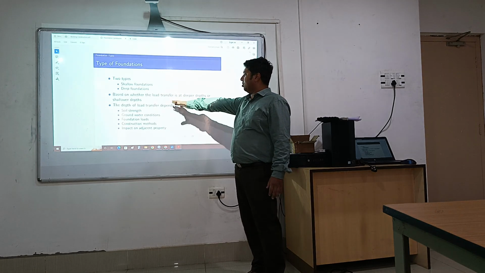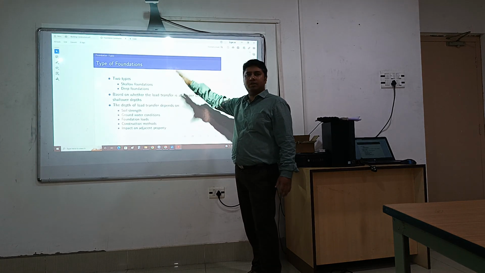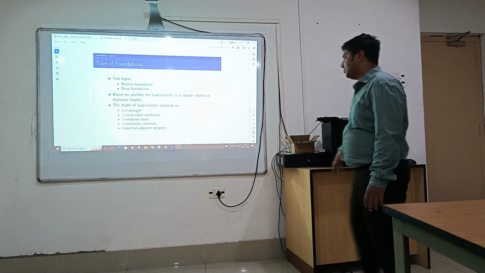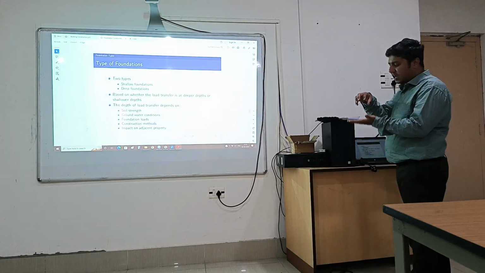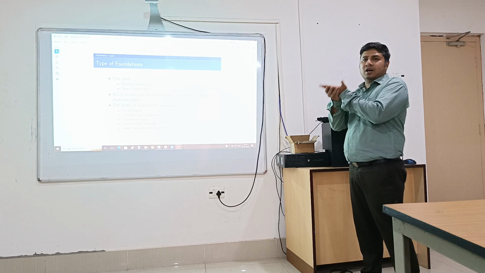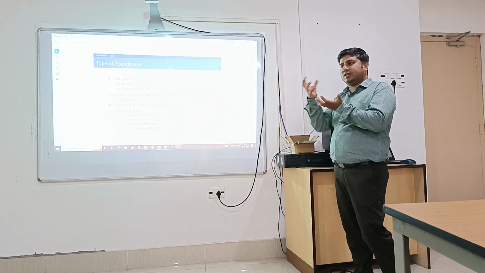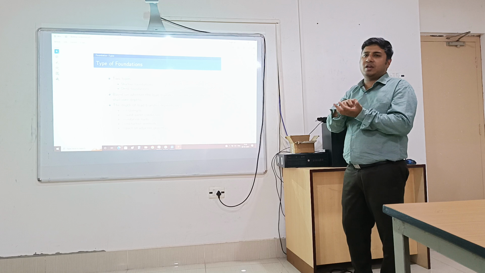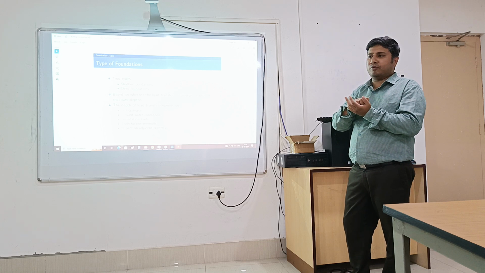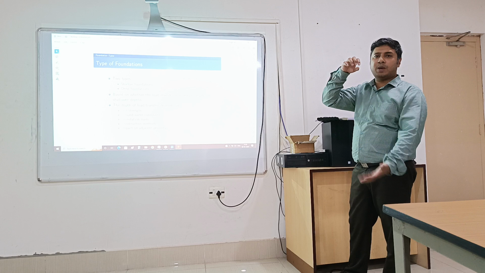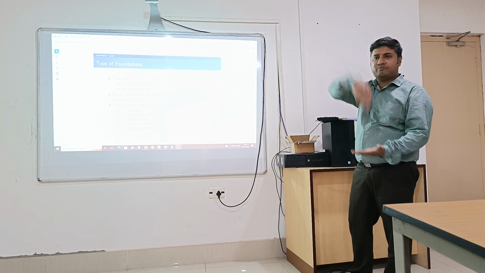The purpose of all foundations is to transfer the load into the deeper strata. If the hard strata is near the ground surface, then you may simply use a shallow foundation. Otherwise, when the hard strata is at a much greater depth, you may have to go for a deep foundation.